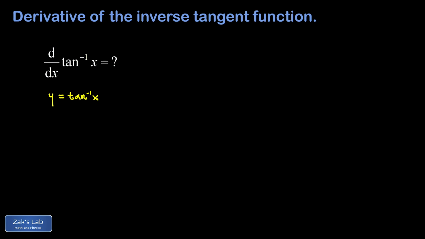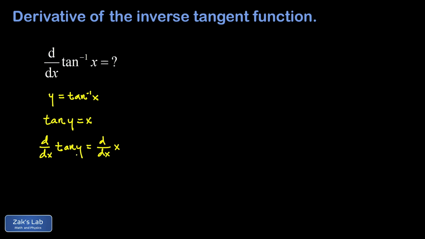Now a really useful way to read that is that y is the angle whose tangent is x. So with y being the angle whose tangent is x, we can write tangent y equals x. Now what we're going to do is differentiate both sides of this equation with respect to x. And that's justified because if two functions are equal to each other, then surely their derivatives are equal to each other. So on the left-hand side, we want a derivative with respect to x of the tangent of y.